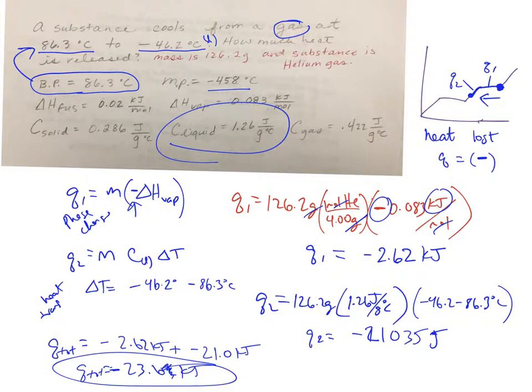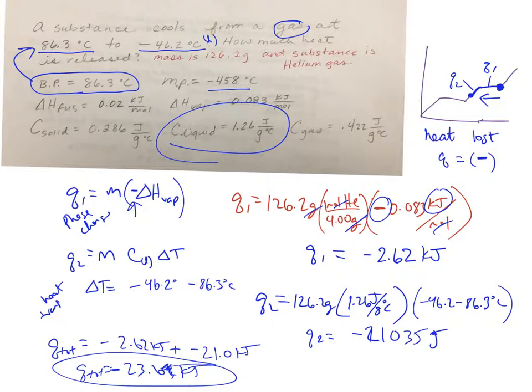We are given our enthalpy of vaporization in kilojoules per mole right here. So we're starting with grams, so we have to convert to moles. Then we can use our kilojoules per mole, again adding the negative. That gets us our Q1, negative 2.62 kilojoules. Then we have our Q2, which uses the liquid specific heat capacity, which is 1.26 joules per gram degree Celsius. So this answer ends up being in joules.